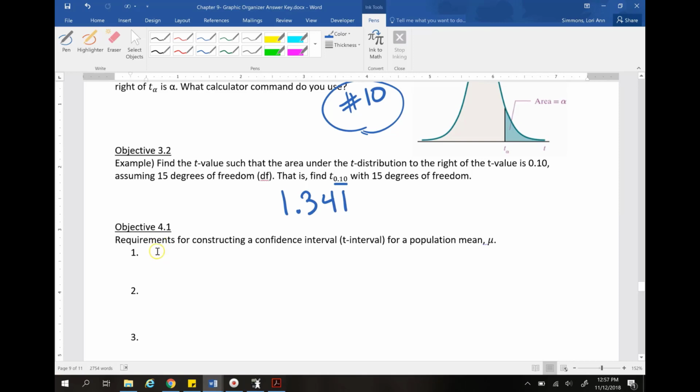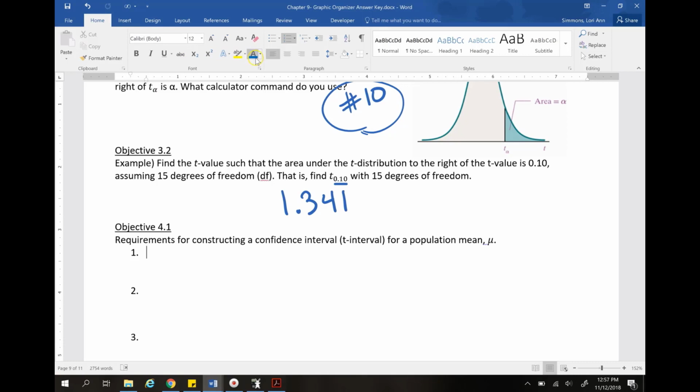There are requirements for constructing a confidence interval, a t-interval, for a population mean mu. The first condition or requirement is that the data comes from a random experiment. So a simple random sample is an example of this.